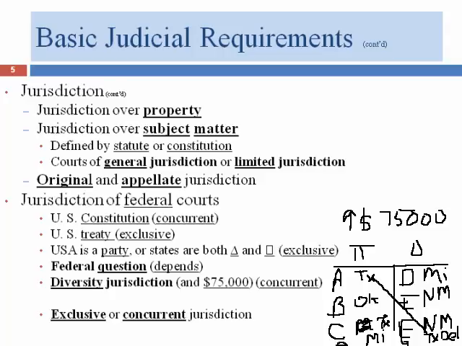But exclusive jurisdiction exists only for treaty disputes. Again, that makes sense because states aren't involved in establishing treaties at all. Similarly, when the U.S. party, USA, is a party or when two states are suing each other, you have to file in federal court. They have exclusive jurisdiction.